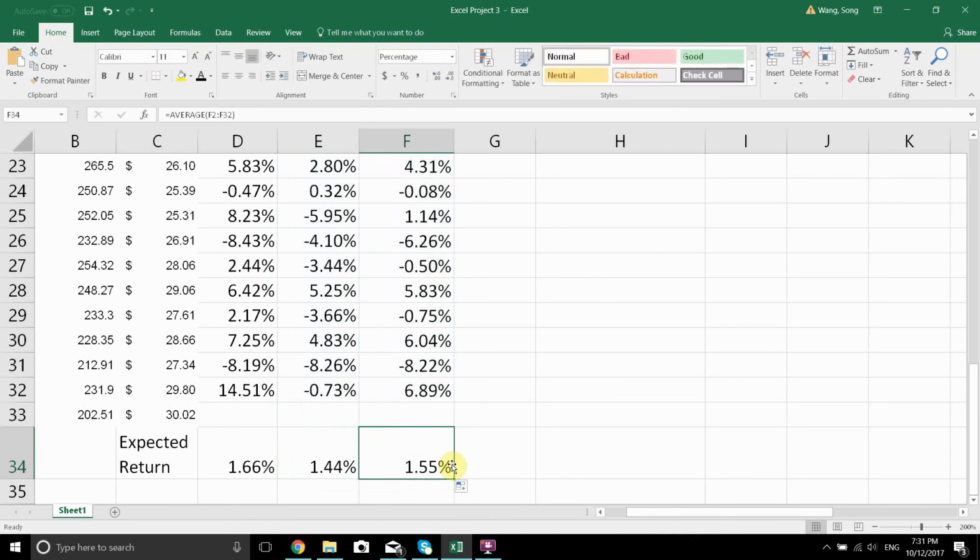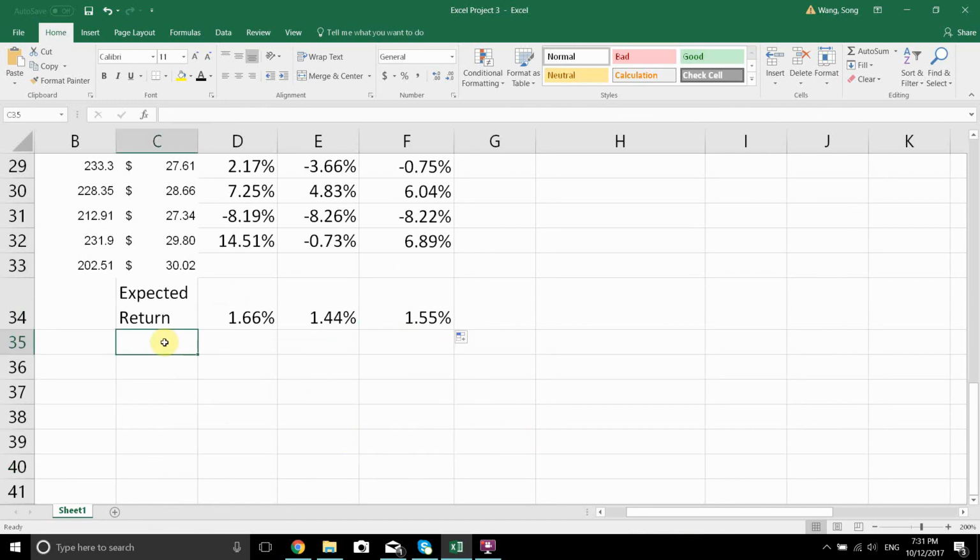You see, the portfolio return 1.55 is just right in the middle of 1.66, the return for Amazon, and 1.44, the return for Microsoft. So when you assign 50% weights on each, the portfolio return is exactly in the middle of the two returns of the individual stocks.